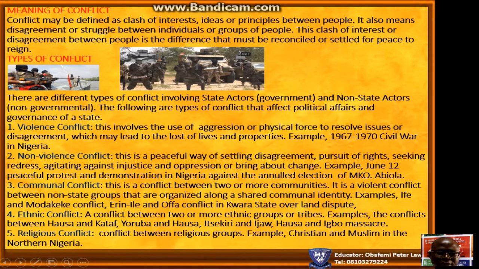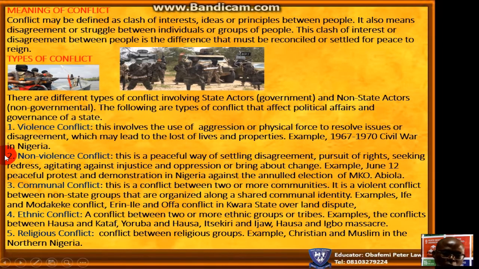Violence conflict, just as the name implies, involves the use of aggression or physical force to resolve issues or disagreements between an individual and or state or country, and which may lead to the loss of lives and property. So we have examples. Good examples are the 1967 to 1970 civil war in Nigeria, and also the Aba women's riot of 1929, because they led to the loss of lives and properties.